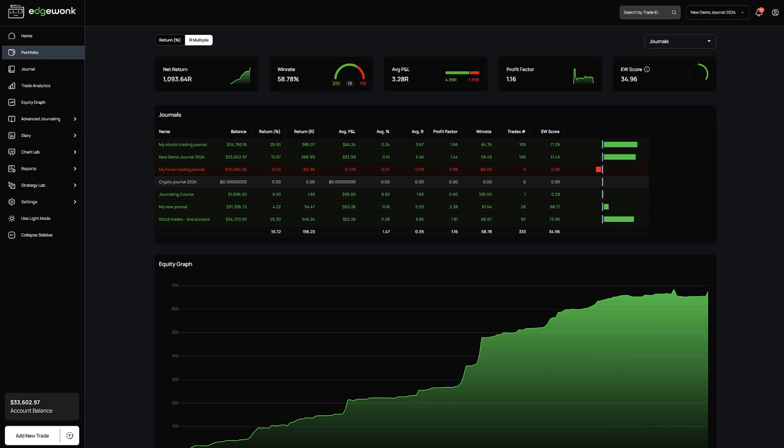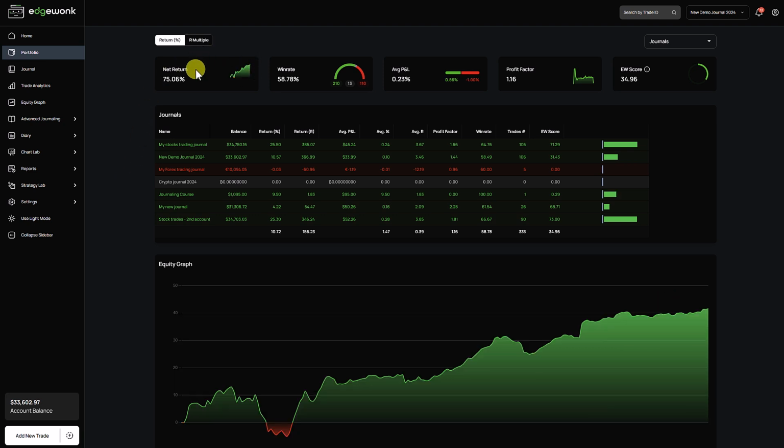The long-awaited and much requested portfolio feature is now available in the Edgewonk Trading Journal. Just under your Home tab button, you will now see a new menu called Portfolio. What we do here is show you the performance and some data points across all your trading journals. So if you have more than one trading journal in your Edgewonk account, you will now see a summary of all your trading journals.